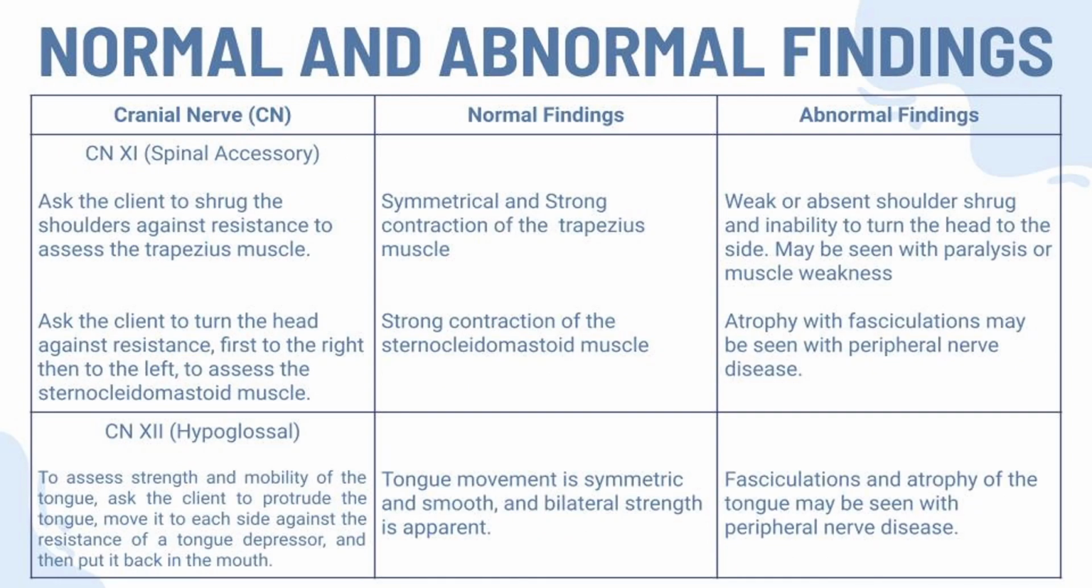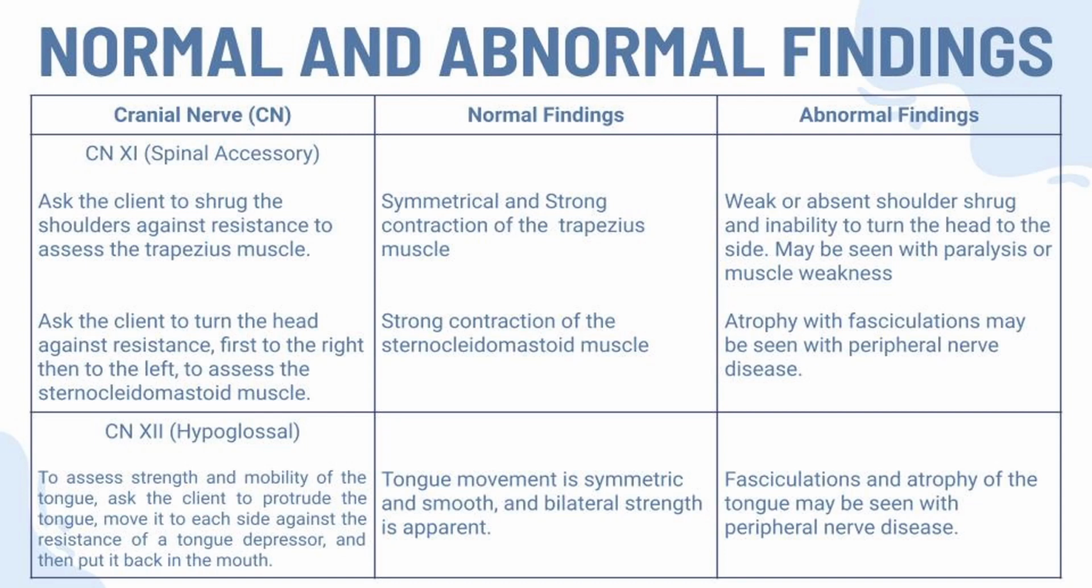The next cranial nerve to assess is cranial nerve 11, or the spinal accessory. First, ask the client to shrug the shoulders against resistance to assess the trapezius muscles. The normal finding is a symmetrical and strong contraction of the trapezius muscle. For abnormal findings, a weak or absent shoulder shrug and inability to turn the head to the side may be seen with paralysis or muscle weakness.